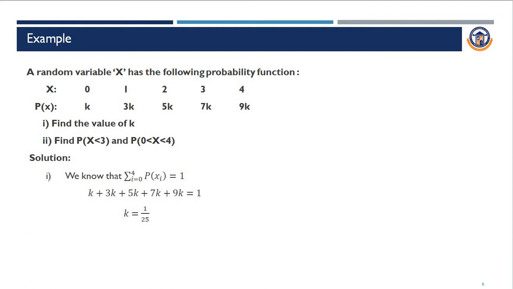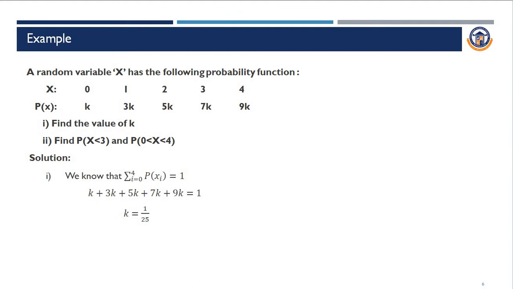X values are 0, 1, 2, 3, 4. The corresponding probability values are k, 3k, 5k, 7k, 9k. First, find the value of k. Second, find P of x less than 3 and P of x lies between 0 and 4. The first option, find the value of k. K is in the probability values.